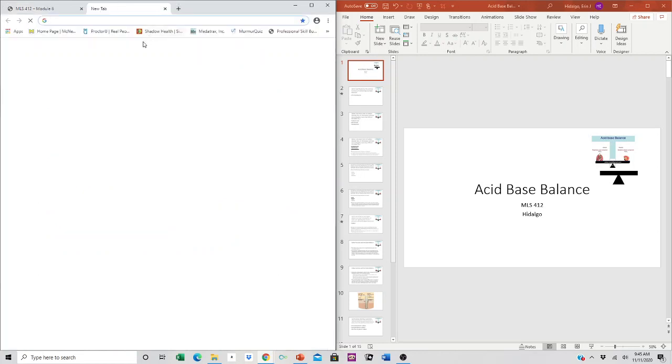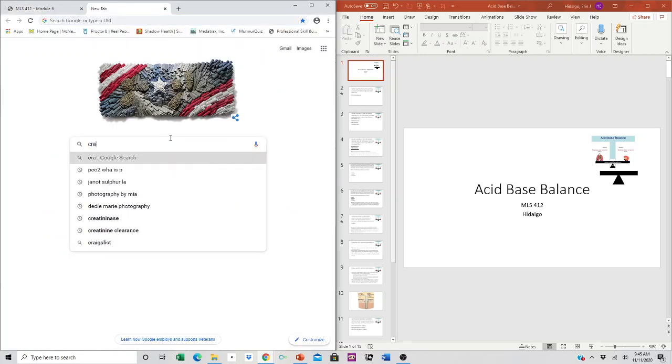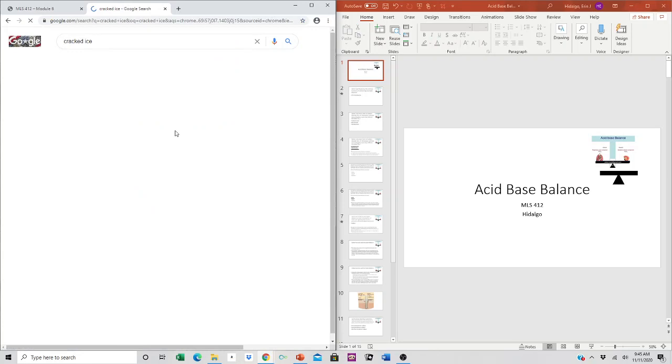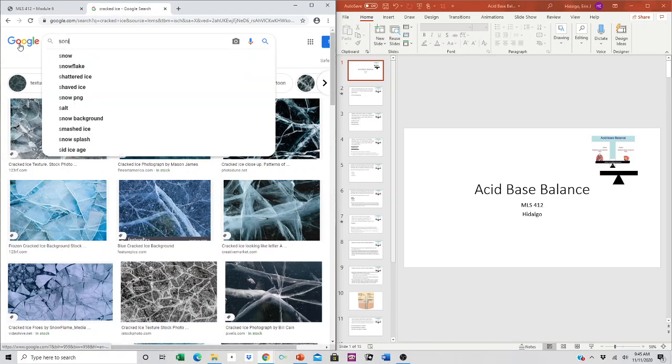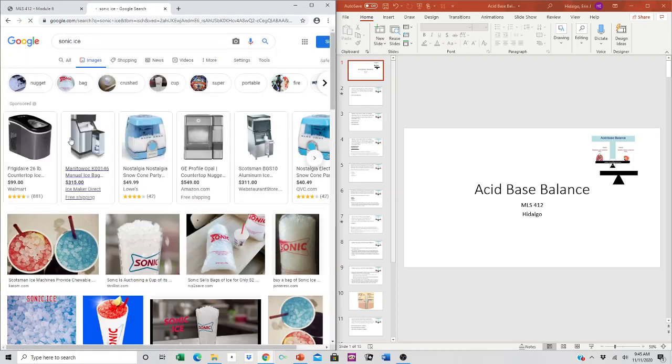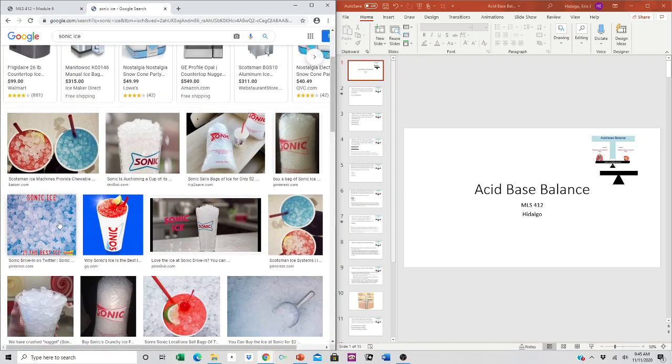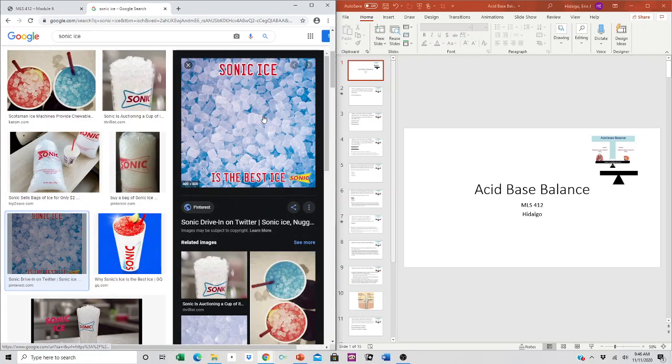Now, what's cool about this is cracked ice. I wonder if it's going to pull up a decent picture or not. Let's see. No. What about if we look up sonic ice? Yeah, this is what cracked ice is. Cracked ice, it means these little bitty fragments of ice, right? Sonic ice is the best ice.